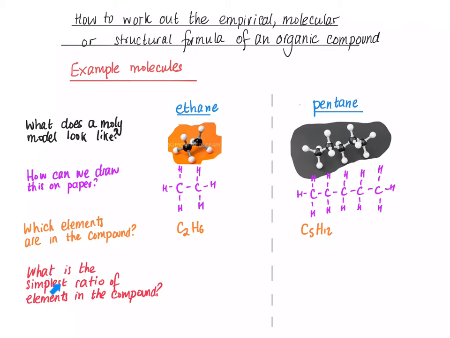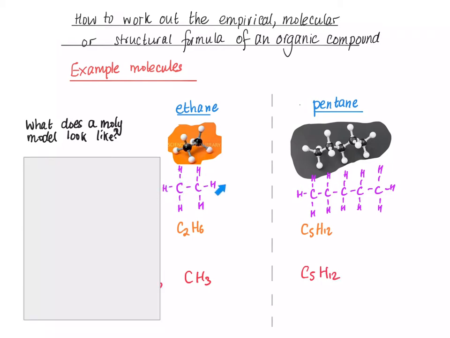What is the simplest ratio of elements in the compound? So this question is asking, what's the simplest ratio of carbon to hydrogen in this and in this? So both these numbers divide by 2. So the simplest ratio of 2 to 6 is 1 to 3. So it's CH3. But the simplest ratio of 5 to 12 is 5 and 12. You can't divide 5 and 12 by a common number to give a whole number. So it's C5H12.